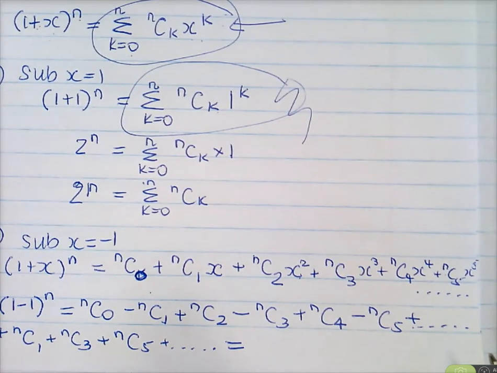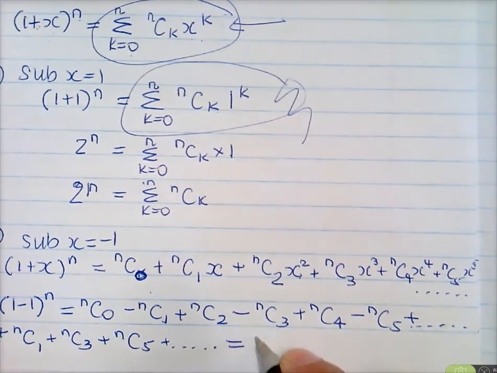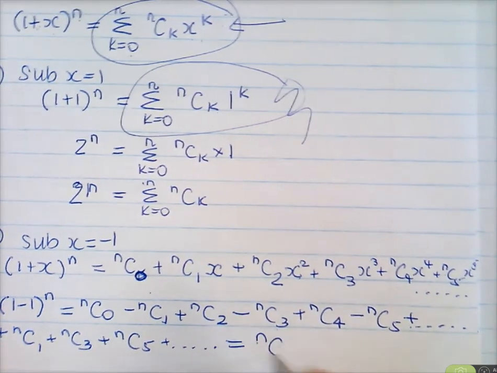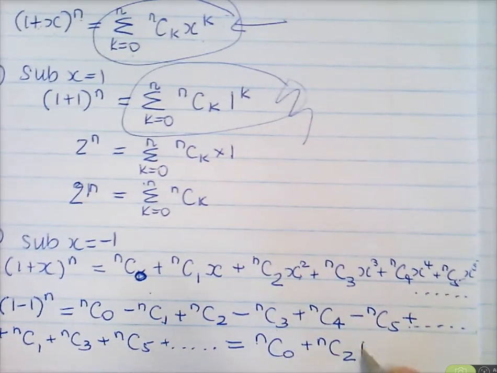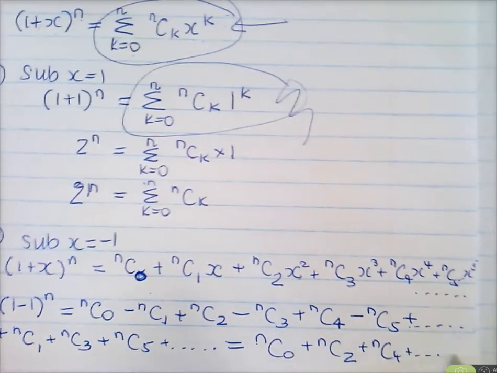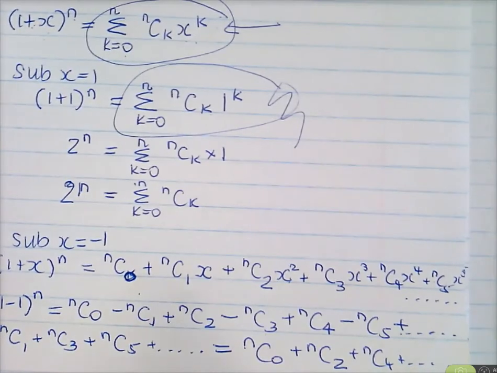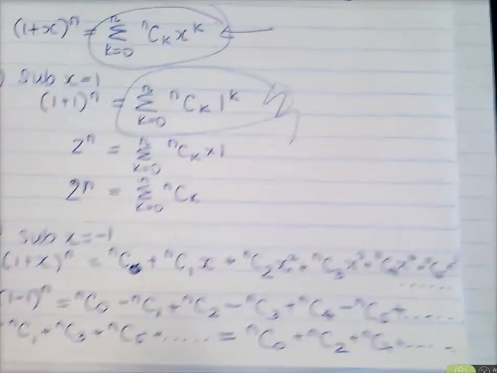And should I have done it the other way? I should have. Yeah, I brought the negatives over. You always bring the negatives over and keep the positive ones. Equals what? NC0 plus NC2 plus NC4, the next one would be NC6, and after that you'd have NC8. Does it make sense?